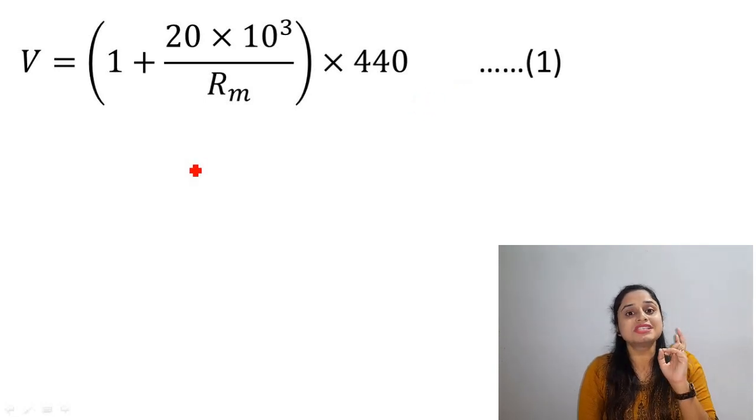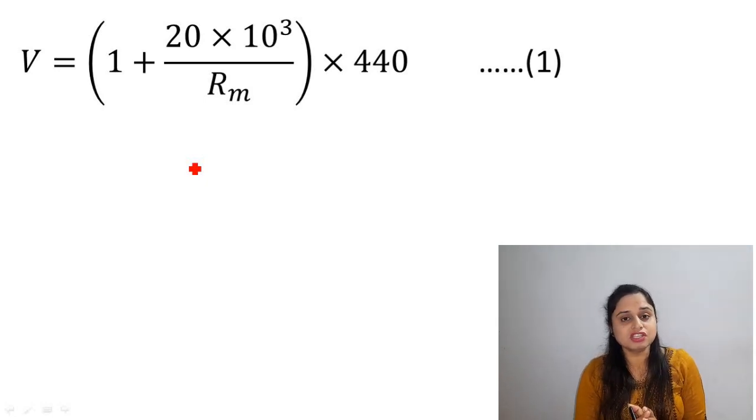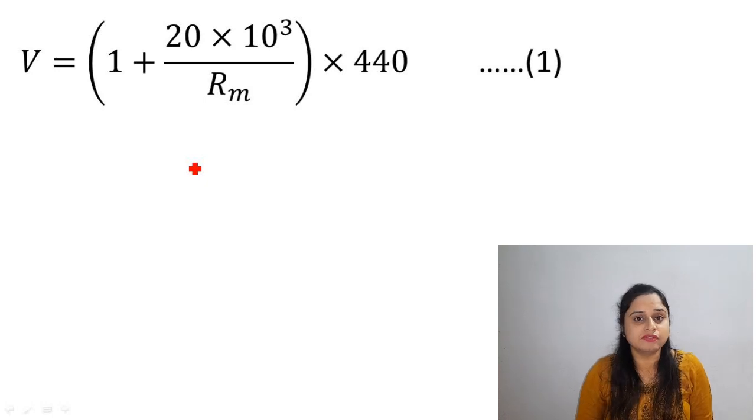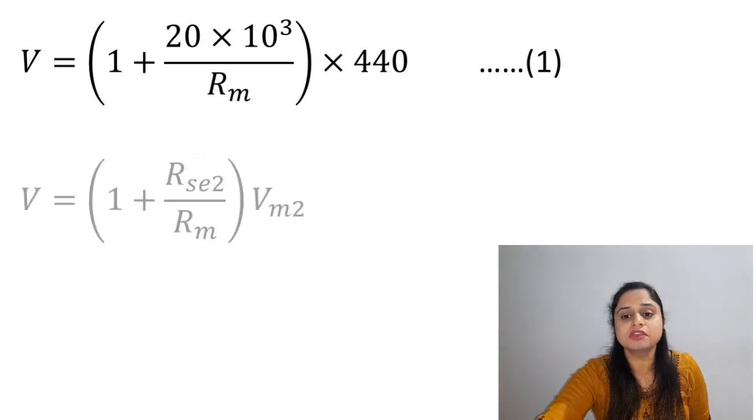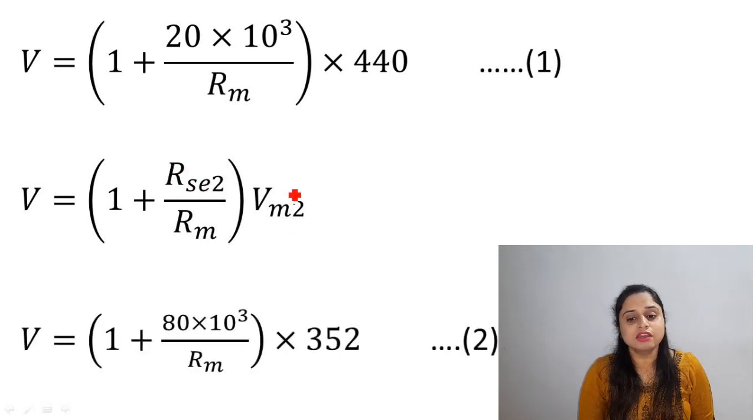Similarly, we can write down the equation for the second multiplier setting. For that, what value will get changed? That is nothing but the series multiplier resistance. The resistance multiplier will get changed and the voltage across the meter will get changed. So the equation becomes V equals (1 plus RSC2 divided by Rm) into Vm2. Now again substitute the values of RSC2 and Vm2. The equation we get is V equals (1 plus 80 into 10 to the power 3 divided by Rm) into 352. This is equation number 2.